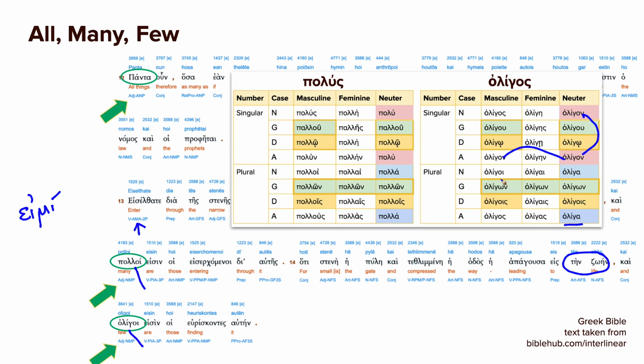And then oligoi, which is what we have here. Few, find it. And then oligai, if you're talking about just females, and oliga, if you're talking about neuter objects. And then oligōn, oligōn, oligōn, oligois, oligais, oligois, and then oligous, oligas, oliga. Notice these are also going to be the same. So those are two different adjectives that you'll see quite a bit in the New Testament. And it also helps you understand how you would, this is called declining, how you would decline similar adjectives.